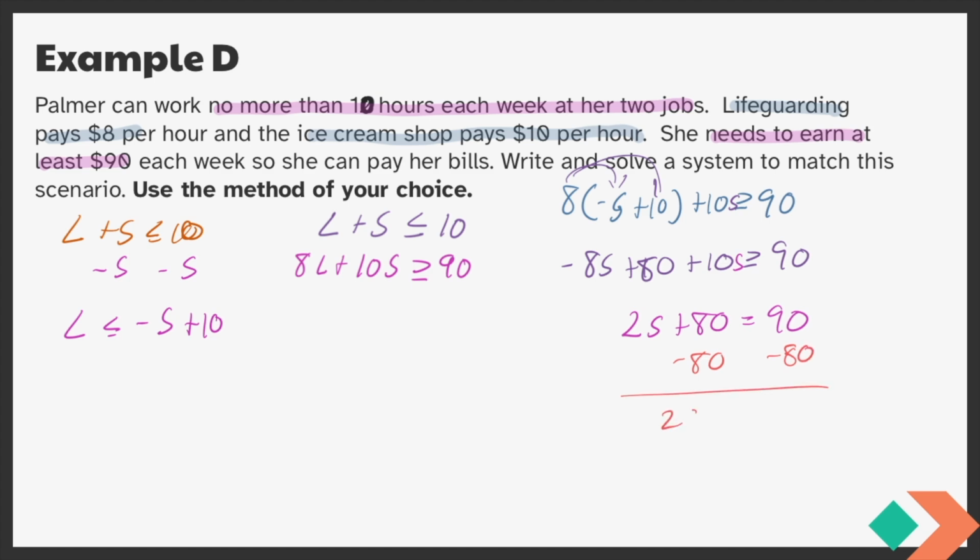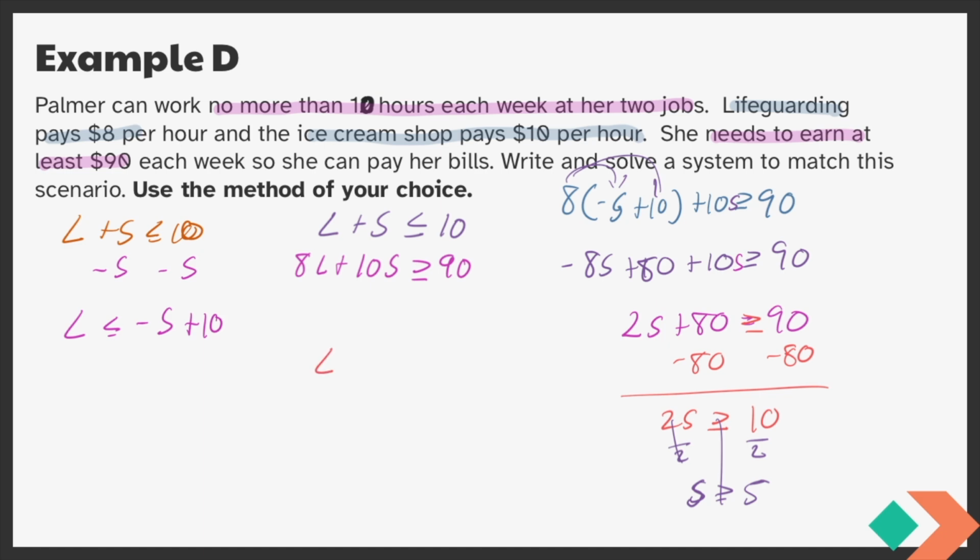I'm going to end up with 2s greater than or equal to 10. And then my last step is going to be to divide both sides by 2. When I do that, s is greater than or equal to 5. All right, so I know s is greater than or equal to 5, so I can just substitute that right back into my other inequality at the top.